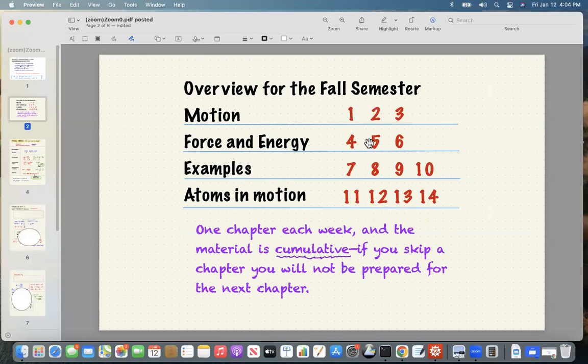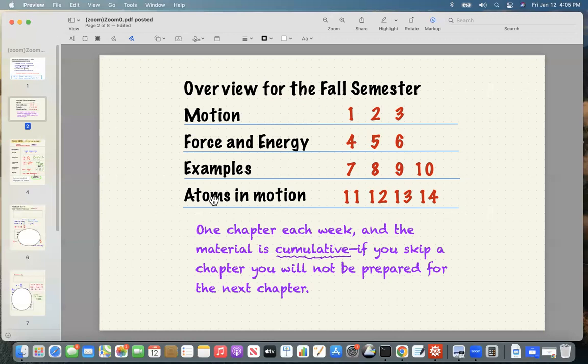Then after these general subjects, the next part of the course is several different examples. So those will be chapters 7, 8, 9, 10. And then the last part of the course, the last 3 weeks, I guess, will be on motion again, but specifically motion of atoms. Up here, we're talking about motion of objects that you might see in everyday life, like the motion of a car or the motion of a baseball.